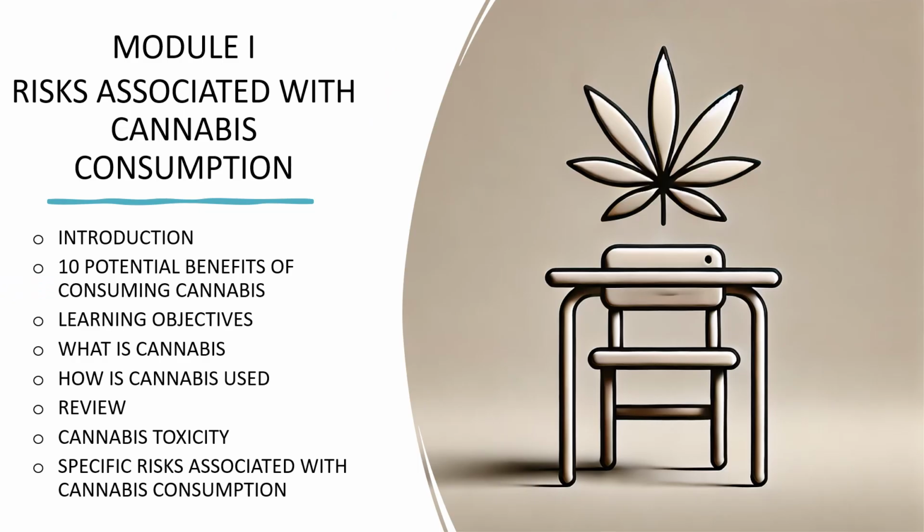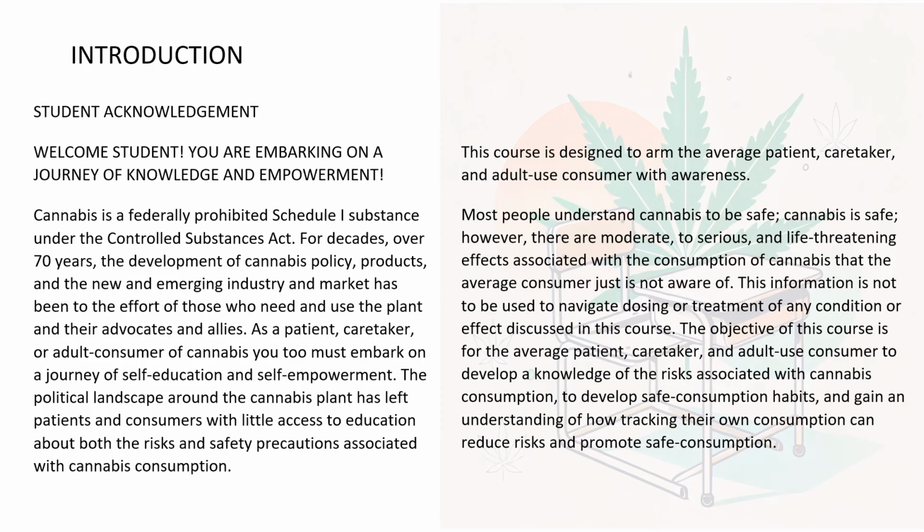Module 1, Risk associated with cannabis consumption. First, I will give a brief introduction. Then we will go over 10 potential benefits of consuming cannabis. Next, we'll go over the learning objectives for the entire course. Then we will go over what is cannabis and how is cannabis used. Then we will review all of that information. Then we will go over cannabis toxicity. And finally, we will go over specific risks associated with cannabis consumption.